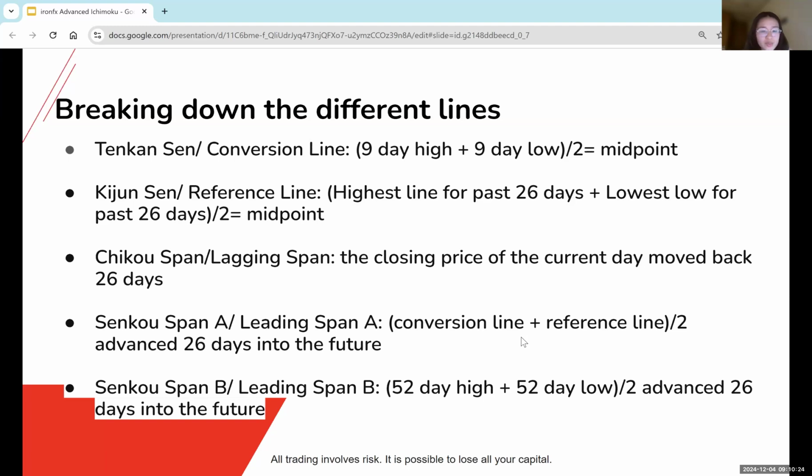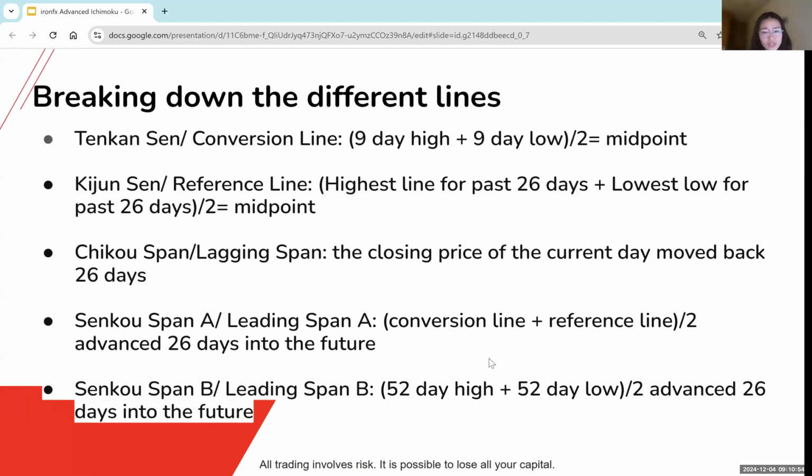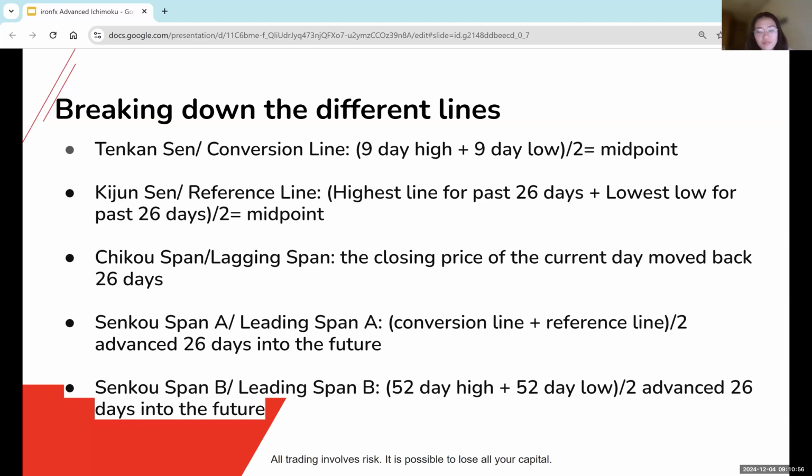Chikou span, or your lagging span, is the closing price for the current day, moved back by 26 days. And the Senkou span A, or leading span A, is the conversion line plus the reference line divided by 2, advanced 26 days into the future. Senkou span B, or leading span B, is the 52-day high plus 52-day low divided by 2, advanced 26 days into the future. But most of the trading platforms already have this calculated for you. So this is just additional information if you're curious.